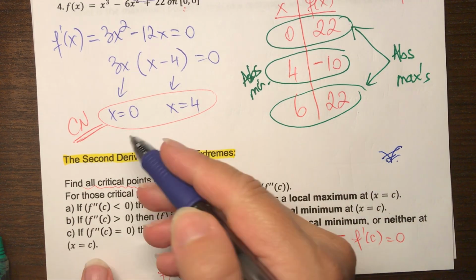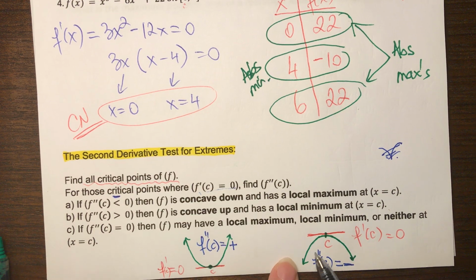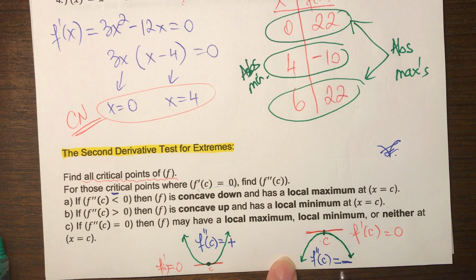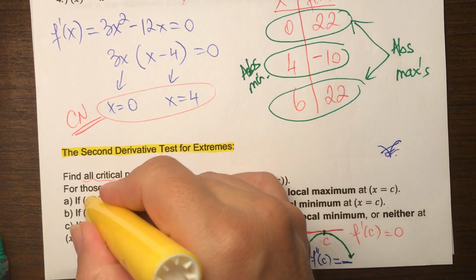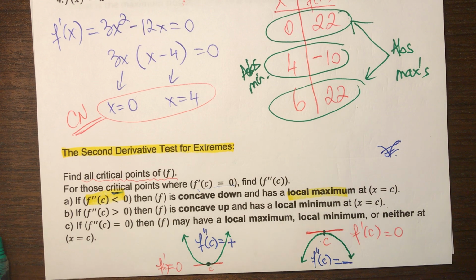If the second derivative is less than 0, in other words, negative, yes, then the graph is concave down, so you have to have a maximum, yes? So if the second derivative is negative, then you have a maximum at that value where the first derivative was 0.